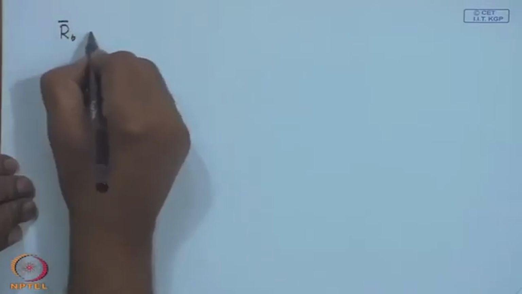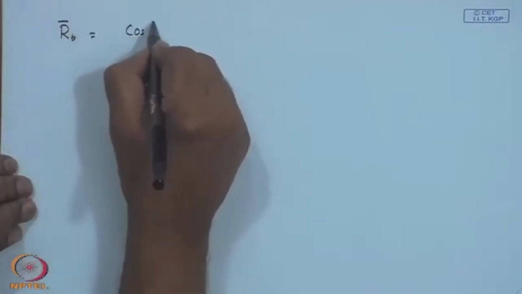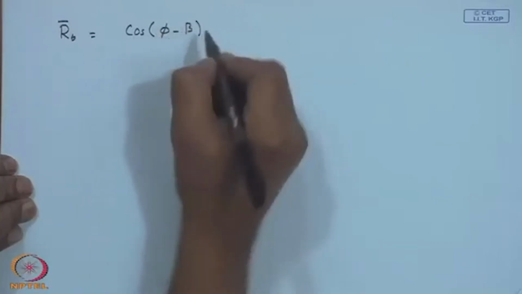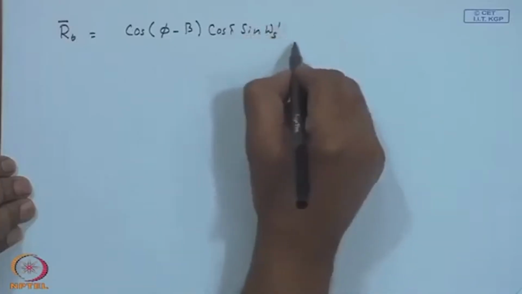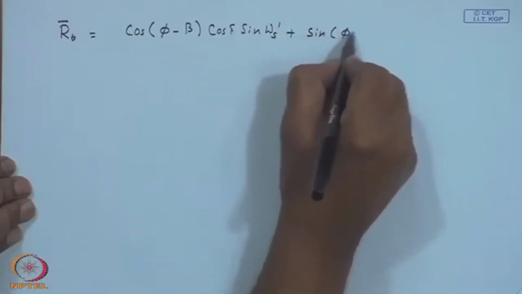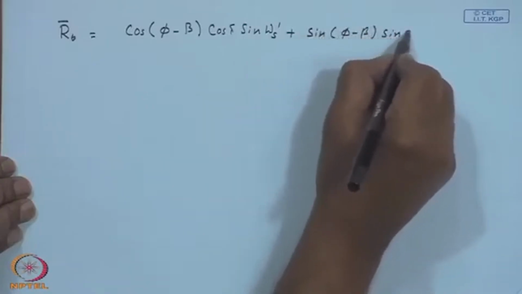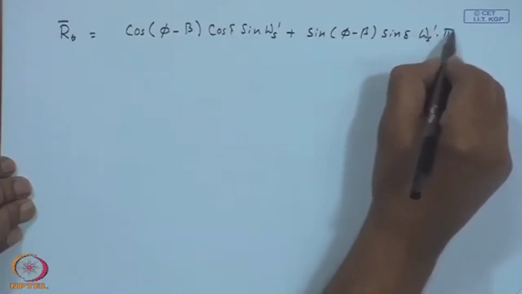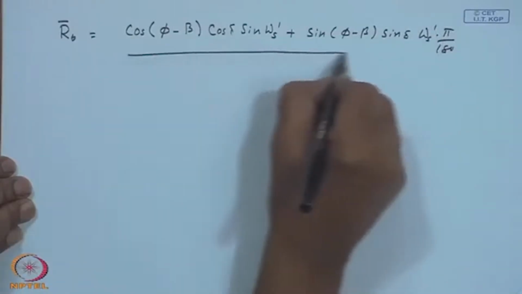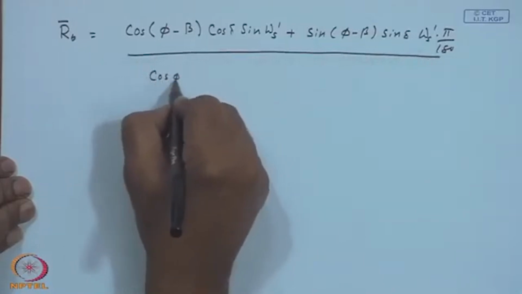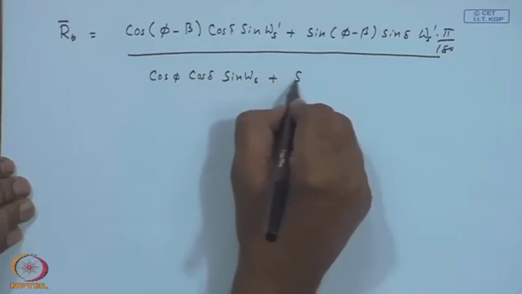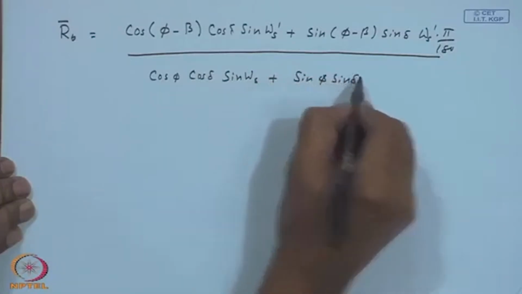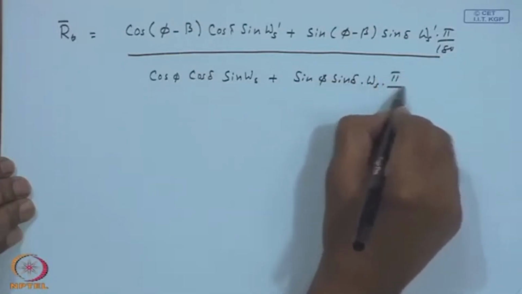And you have your R B bar: cos(phi minus beta) cos delta sin omega s dashed plus sin(phi minus beta) sin delta omega s dashed into pi by 180, by cos phi cos delta sin omega s plus sin phi sin delta omega s into pi by 180.